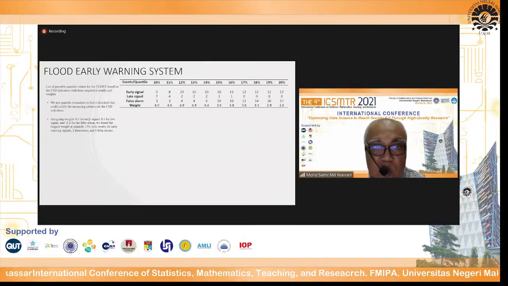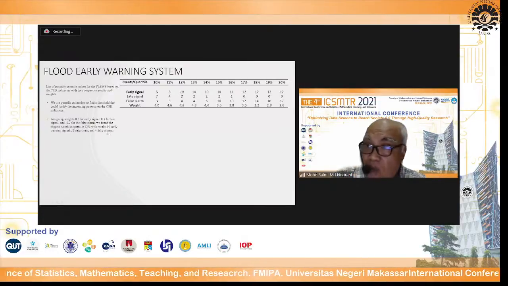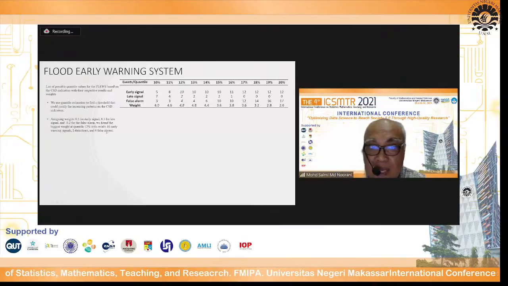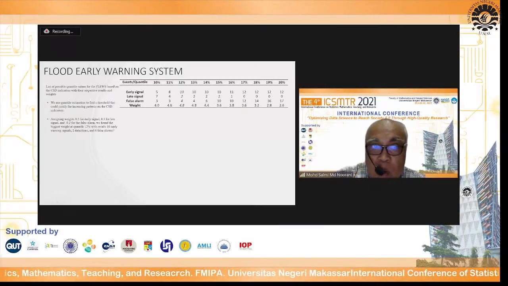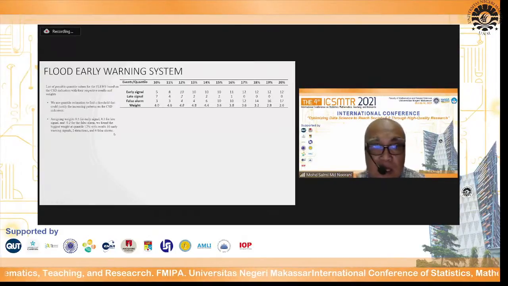Eventually, what we use is we found that the biggest weight at quantile 12 is at 12%, with a result of 10 early warning signals, 2 detections, and 4 false alarms. So we do get false alarms. But what I'm saying is we have a better result on early warning than false alarm using persistent homology.